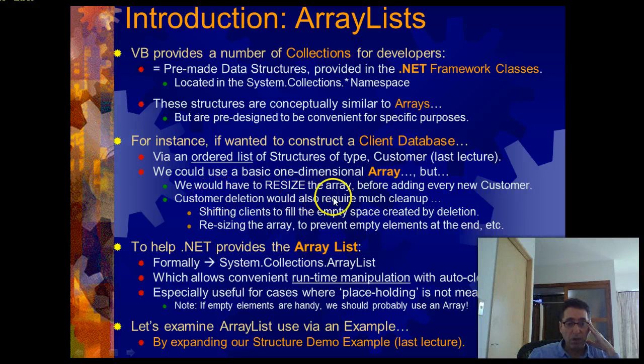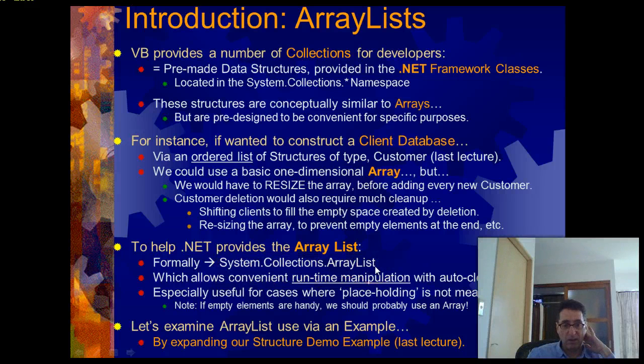And customer deletion would also require a lot of cleanup, like shifting clients to fill the empty space created by deletion. So if you delete something, then you'd have an empty space there. You'd have to fool around with that, resizing the array to prevent empty elements at the end, and so on. All these things are kind of troublesome. So instead of using an array, we use an array list, which you don't have to do all of that with. To help, .NET provides the array list, formerly system.collections.arraylist.